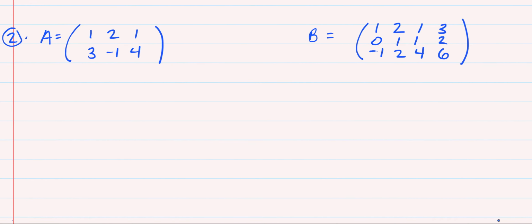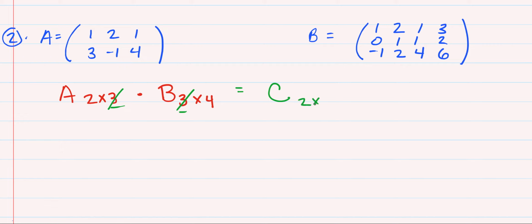Here I want to multiply A times B, where A is a 2 by 3 matrix and B is a 3 by 4 matrix. First off, we need to see if A times B is even defined. So A is 2 by 3, 2 rows, 3 columns. B is 3 by 4, 3 rows, 4 columns. These two numbers are the same, so we can multiply, we cross them out, and what we're going to get is a matrix C that's 2 by 4.